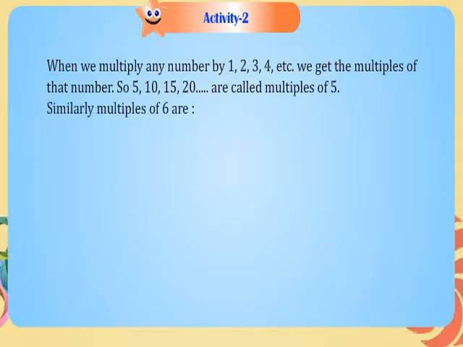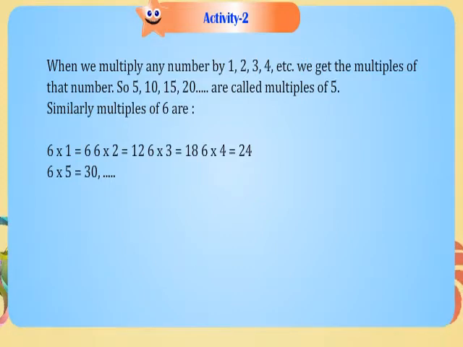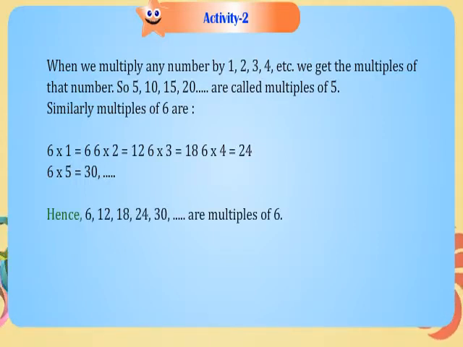Similarly, multiples of 6 are: 6 into 1 equals 6, 6 into 2 equals 12, 6 into 3 equals 18, 6 into 4 equals 24, 6 into 5 equals 30. Hence 6, 12, 18, 24, 30 are multiples of 6.